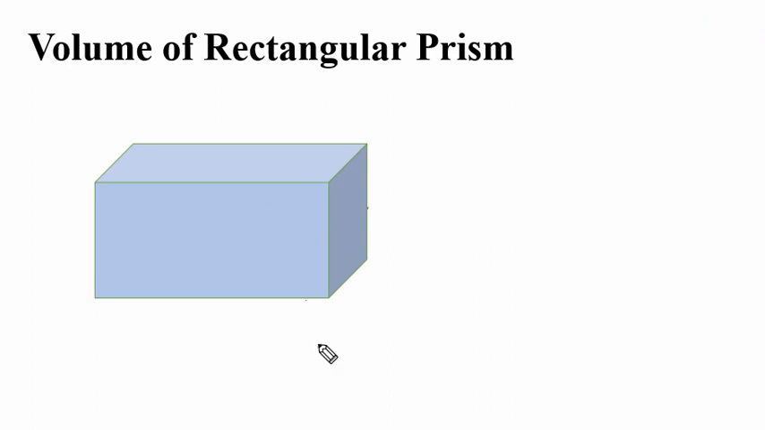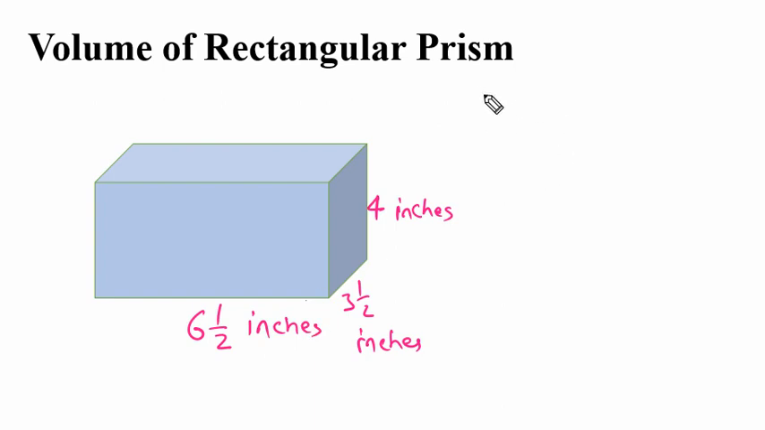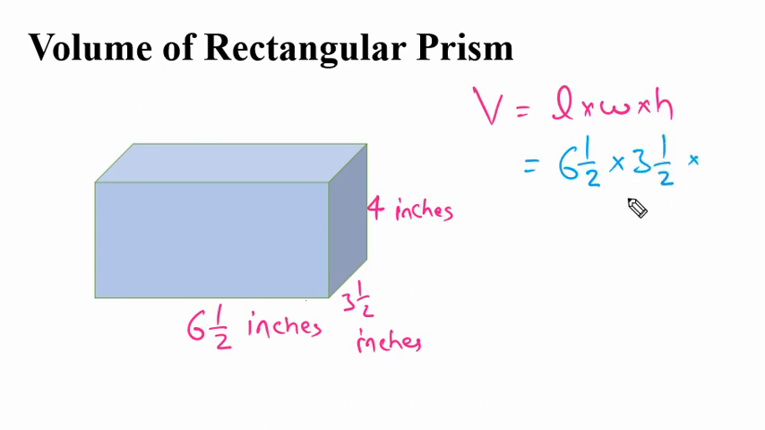So let's take the units of this figure in mixed numbers. Let's say 6 and 1/2, 3 and 1/2, 4, and the unit is inches. So how will you find the volume? The volume is equal to length multiplied by width multiplied by height. Length is 6 and 1/2, width is 3 and 1/2, height is 4. Now how do you solve the mixed numbers?